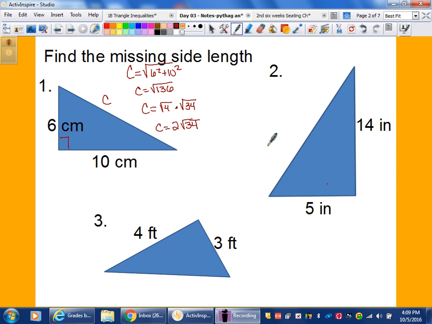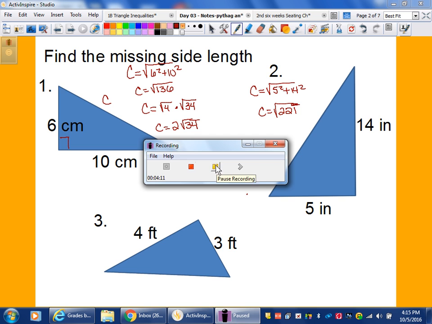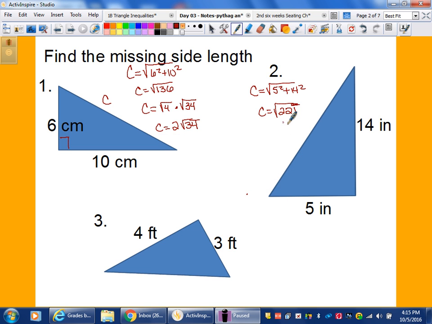Now let's move on to number 2. Again, they're wanting c. So it would be the square root of 5 squared plus 14 squared. That gives you the square root of 221. 221 is not divisible by any perfect square, so it stays just square root of 221. It's already simplified enough.